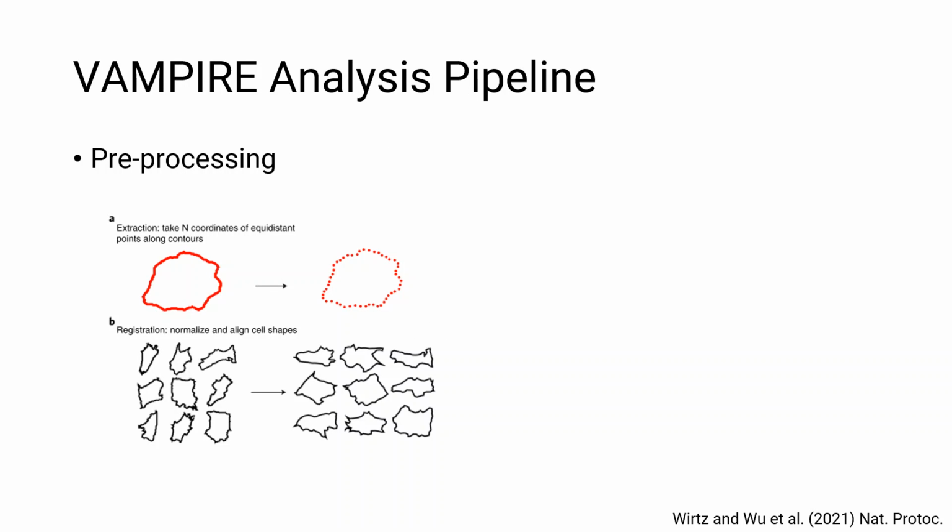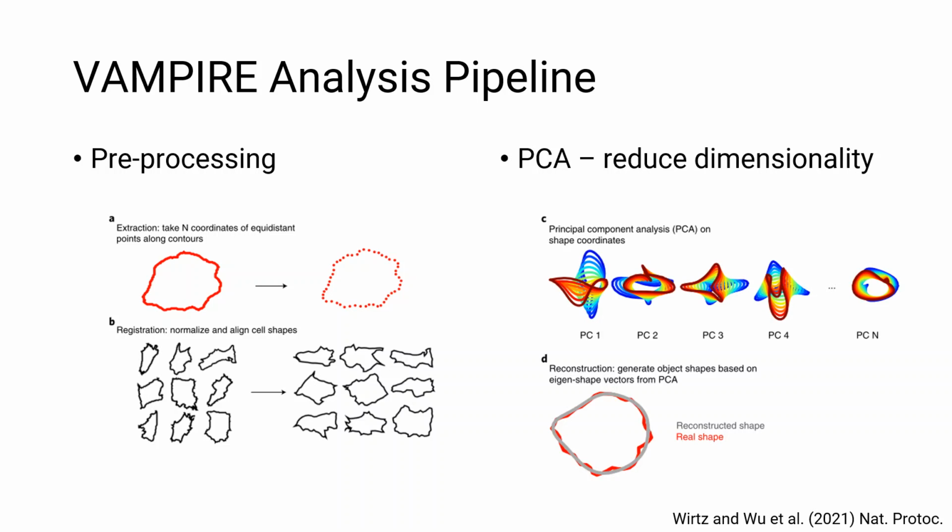VAMPIRE analysis takes in the user's image that has segmented cells. The algorithm extracts the cell contour and finds n equidistant points on the cell contour. It then normalizes and aligns the cell shapes. Then it uses principal component analysis, or PCA, to reduce the dimensionality of the data. Originally, we have n points, and then those n points are projected to n principal components.